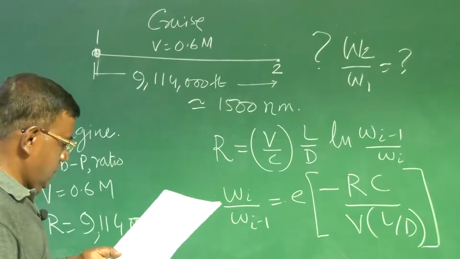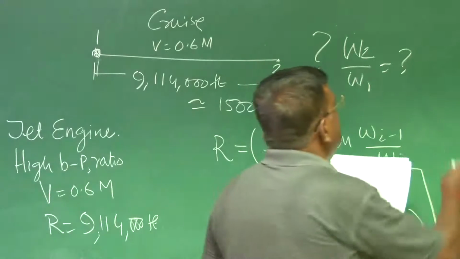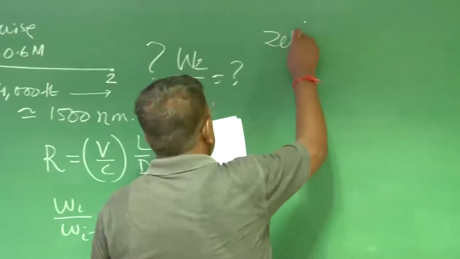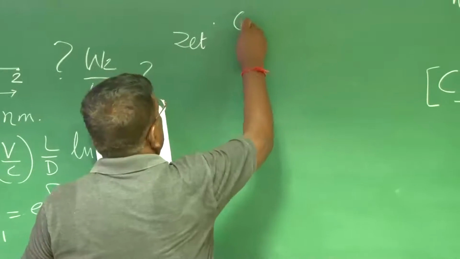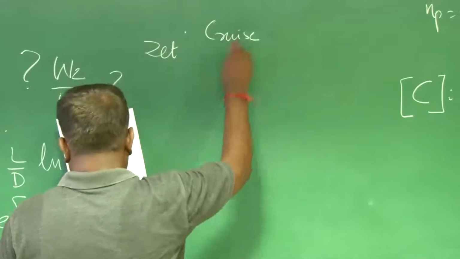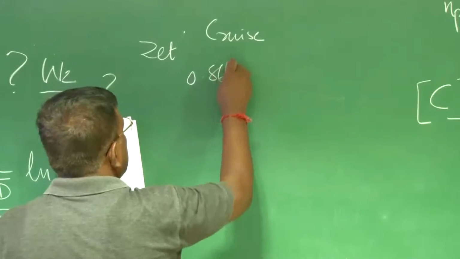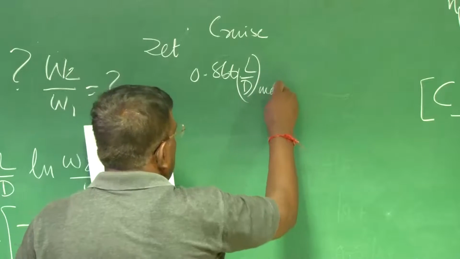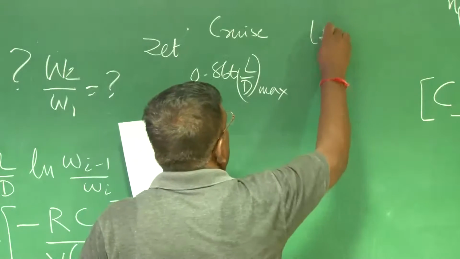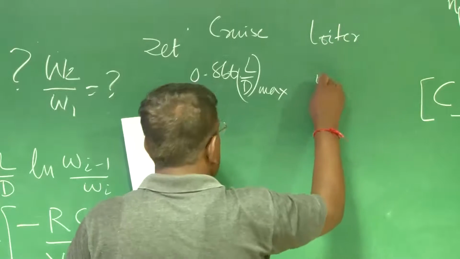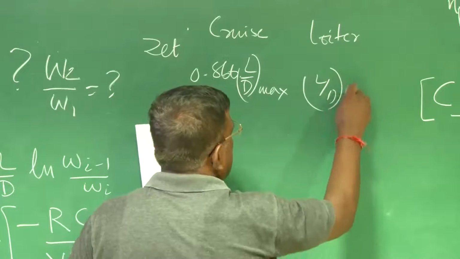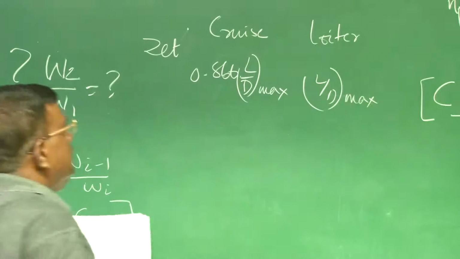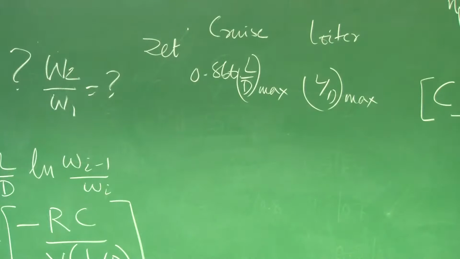If you have forgotten, let me remind you. We have seen for jet, for the part of cruise, I should fly at 0.866 L by D max, and if I am loitering, then I should fly at L by D max. This already I have addressed in an earlier lecture.